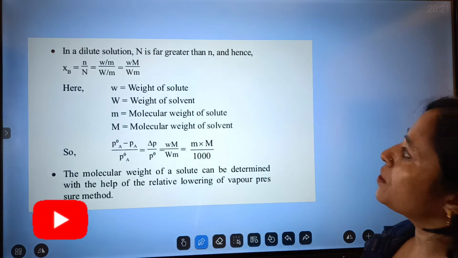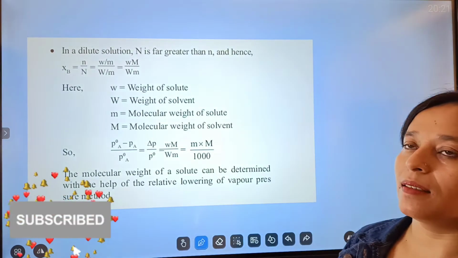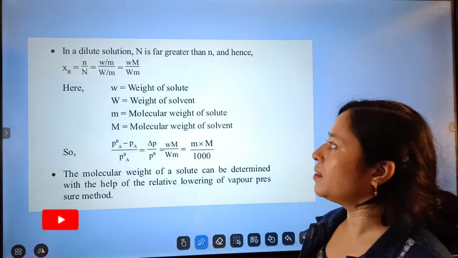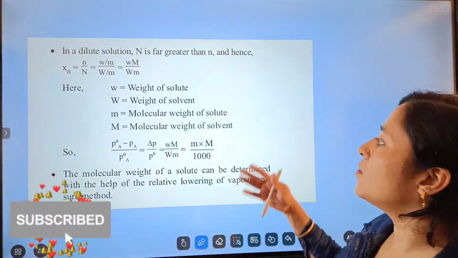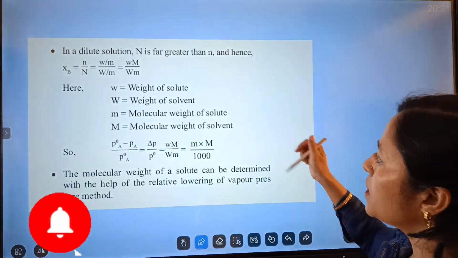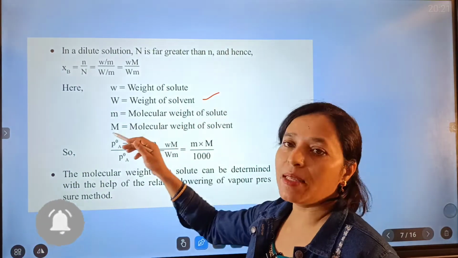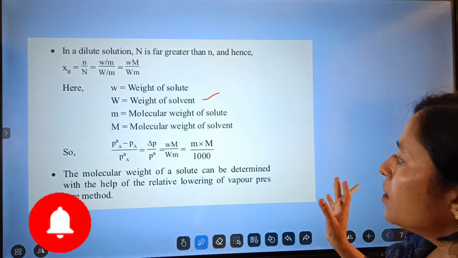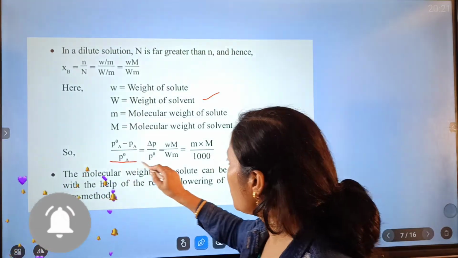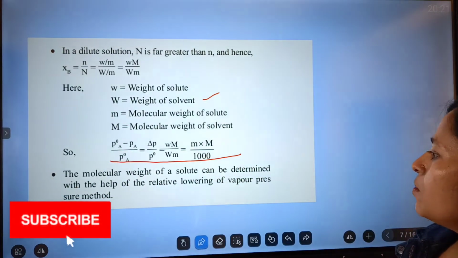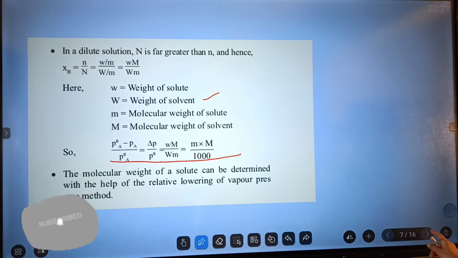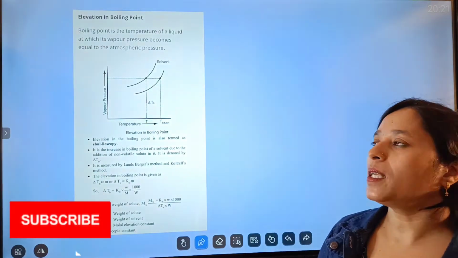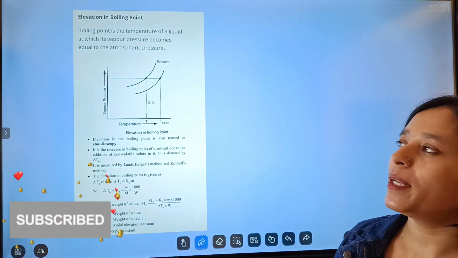In a dilute solution also, N is far greater than n, so we can just ignore n in the denominator, where small w denotes the weight of the solute, capital W is the weight of the solvent, small m is the molecular weight of the solute, and capital M is the molecular weight of the solvent. So here you can also calculate using this formula, and this is the relative lowering of vapor pressure. Our next colligative property is elevation in boiling point.